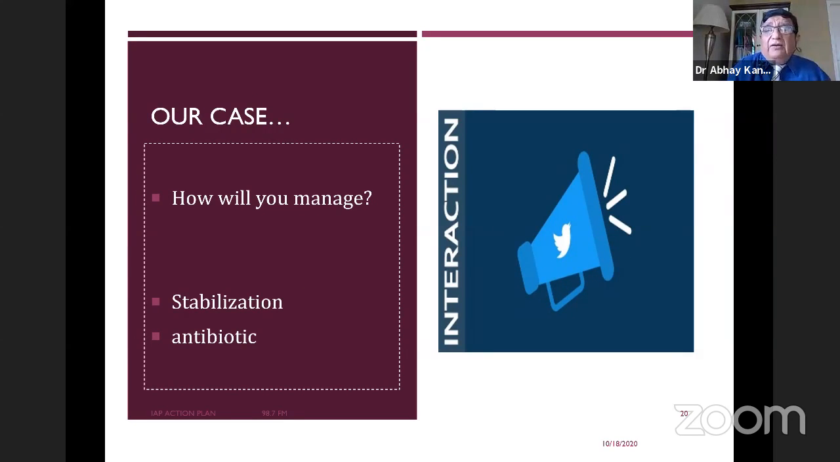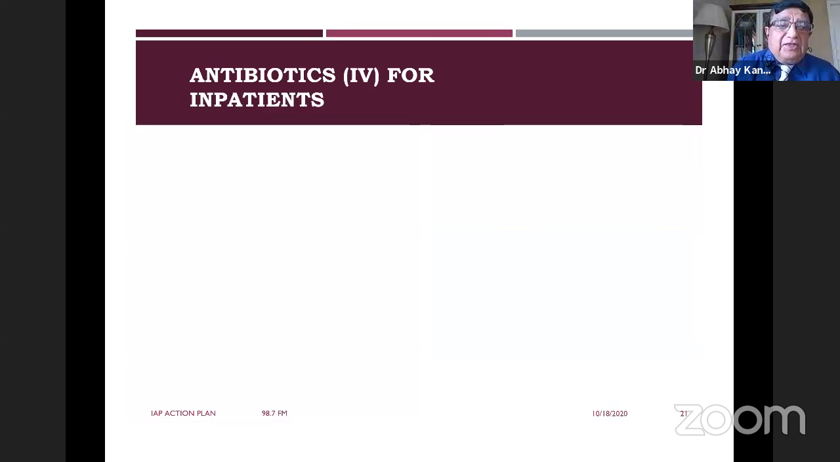Now, once we have diagnosed a case of community pneumonia, how will you manage it? The most important thing is stabilization, and it includes airway, breathing, and circulation. Remember that the patient of pneumonia is going to die of hypoxia. So no amount of any antibiotic is going to work unless you take care of the airway, breathing, and circulation. So stabilization, control of the fever, which will reduce the metabolic rate, which will reduce the work of breathing, is also important. And equally important is the institution of the first dose of the antibiotic.